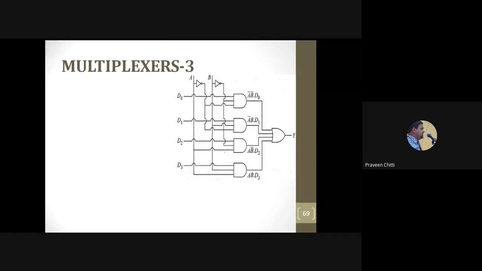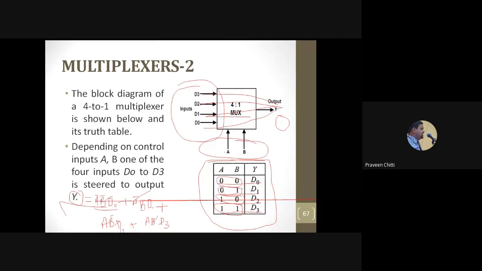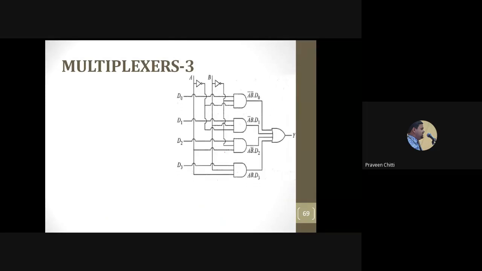You can see here, this logic diagram is actually for the truth table which I have shown. You can see 4 data inputs, D0, D1, D2, D3, then 2 control lines A and B. We have taken the complement of that wherever required. We have obtained these 4 product terms. Each product term has 3 variables in it, and then these 4 outputs of the AND gates are given to one 4 input OR gate to implement Y. That is what is called designing of the 4:1 mux.